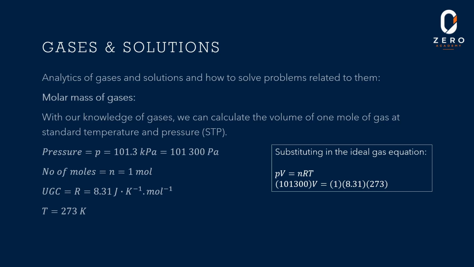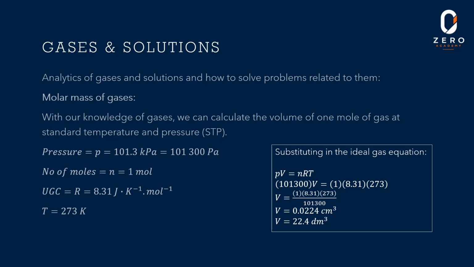Making volume the subject of the formula, I will have V = 1 times 8.31 times 273, all divided by 101,300, which will give me a volume value of 0.0224 meters cubed. And I'm going to convert that into the SI unit, which is decimeters cubed, which is equal to 22.4 dm³. You just multiply by 1000 and you will get 22.4 decimeters cubed. And hence, this is for 1 mole.